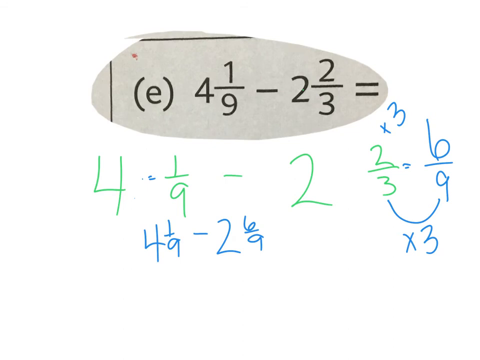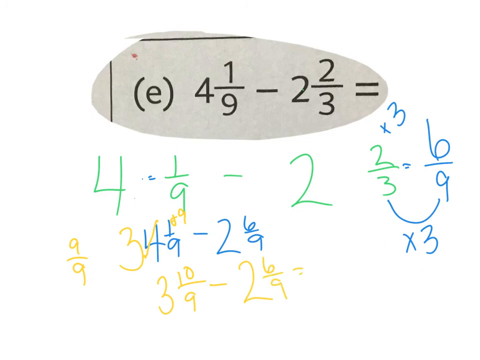Now you should see I cannot take 6 away from 1. So what we're going to have to do is take a whole from the 4. And a whole in 9ths is going to be 9/9. So I'm going to add 9 to the 1. So now change that to a 3 because we took a whole away. So 3, and now we have 10 pieces, 10/9 minus 2 and 6/9.